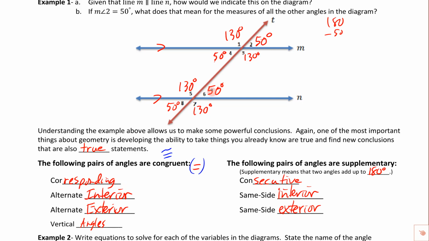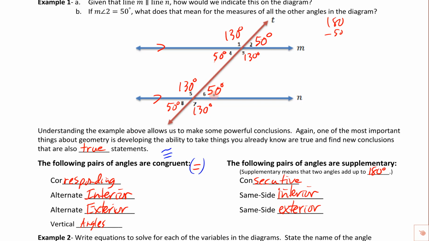So if I pick this 50-degree angle right here, find the one that's in exactly the same spot in the other intersection and it's going to be congruent. We also had other angles that were congruent. Alternate interior angles are on the inside of the two parallel lines, so in here, and they're on alternate sides of the transversal. So if we take angle 4, which is 50 degrees, the alternate interior one for that is on the opposite side of the transversal at the other intersection. So we're talking about angle 4 and angle 6, and they're congruent. You can see that they're both 50.